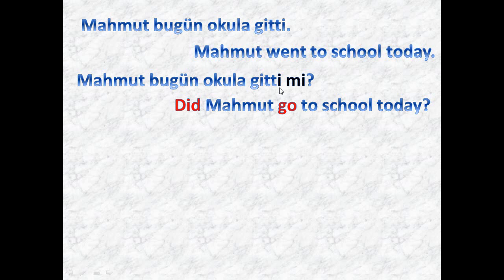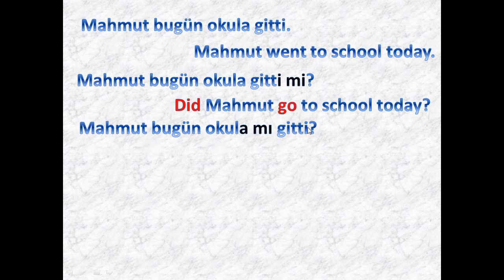Now let's go to the other example. Here we have Mahmud bugün okula mı gitti? And we have the question word. So you see, we have chosen this mı form according to the vowel of a. And here we have chosen mi according to the vowel of e. Okula mı gitti? So we have the same word, but in the form of harmony, harmonious with this last vowel we have in this word.